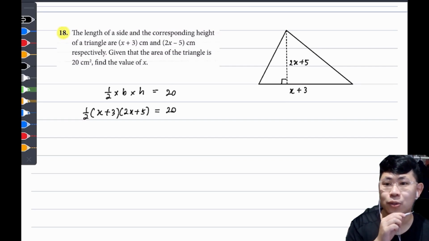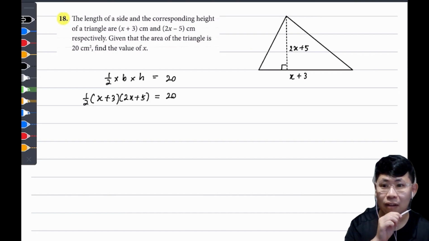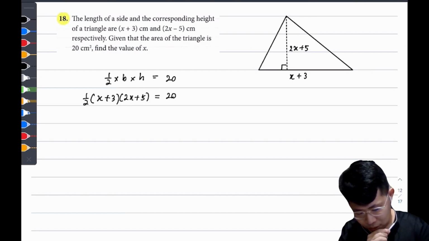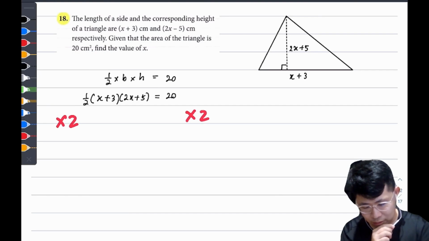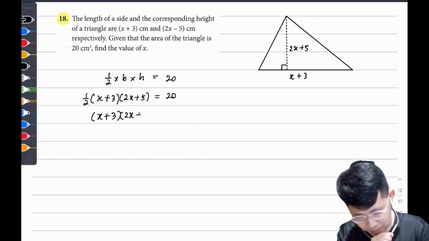So we have formed the equation already. So let's now try to solve the equation. Let's get rid of the half first to make our life easier. So I'm going to times 2 on the left, times 2 on the right. Times 2 on the left, half times 2 is just 1. So the rest would be just this.